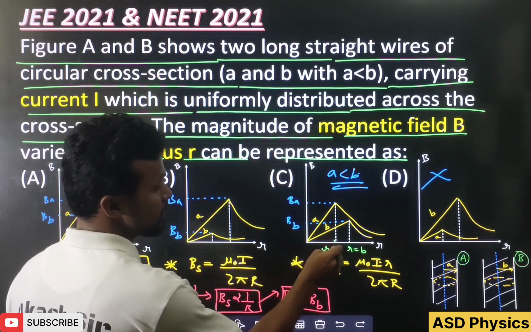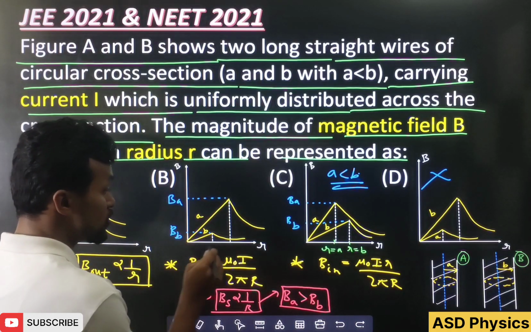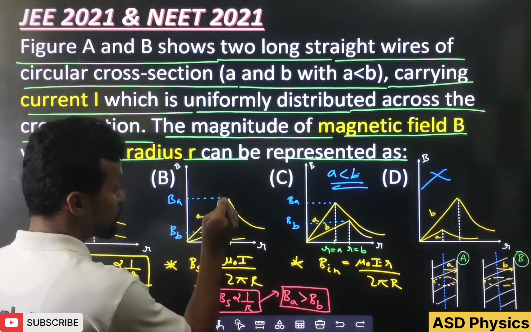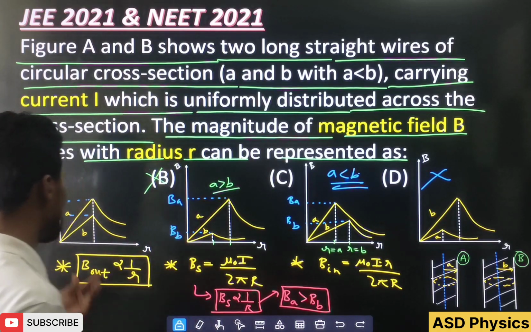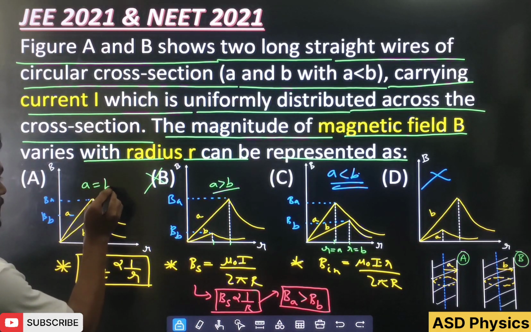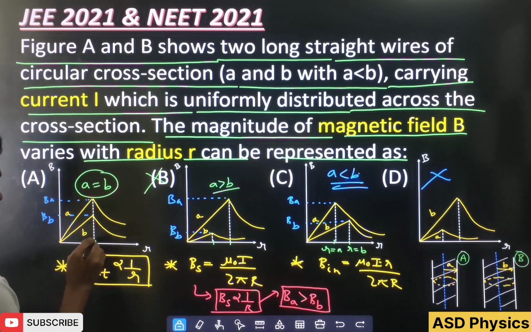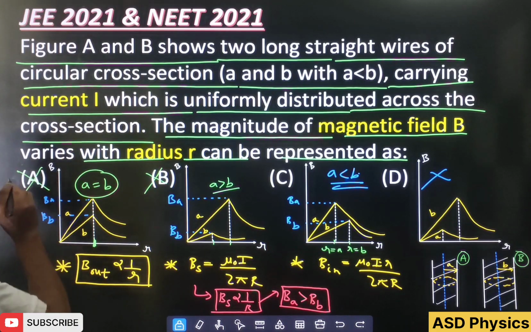So here you can see very well, a is less than b. But here, if you look, it is looking like a greater than b. That means wrong. Here also, what is happening is that you can see a equal to b, because both start from the same line here. So as a equal to b, wrong.